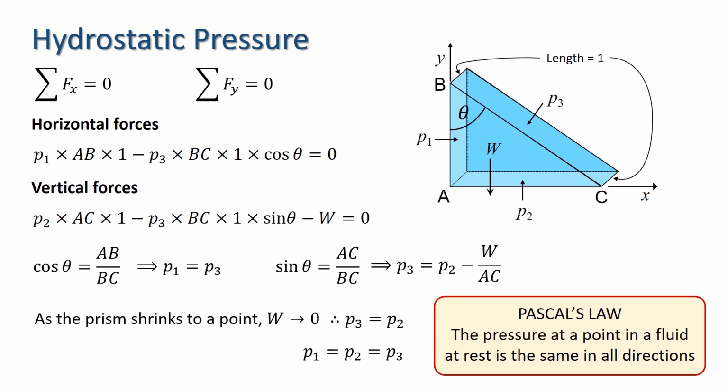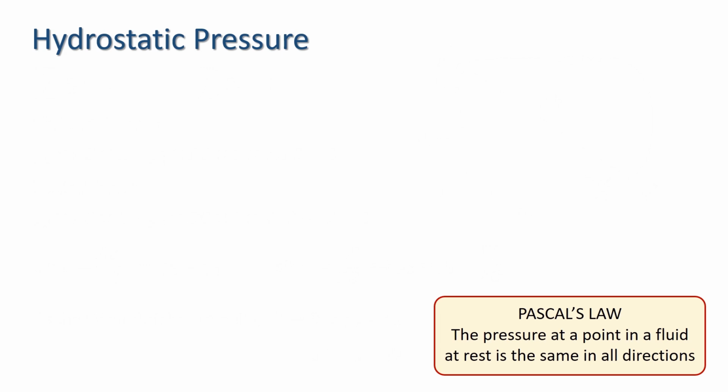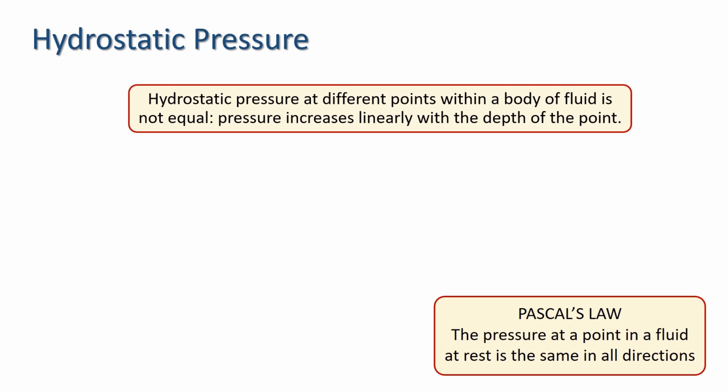Remember that we made no assumption about the size of the angle theta, so we can be satisfied that the pressure is the same in all directions. So, hydrostatic pressure at a point is equal in all directions. But what about hydrostatic pressure at different points? Well, the hydrostatic pressure at different points within a body of fluid is not equal. We'll see that pressure increases linearly with the depth of the point.